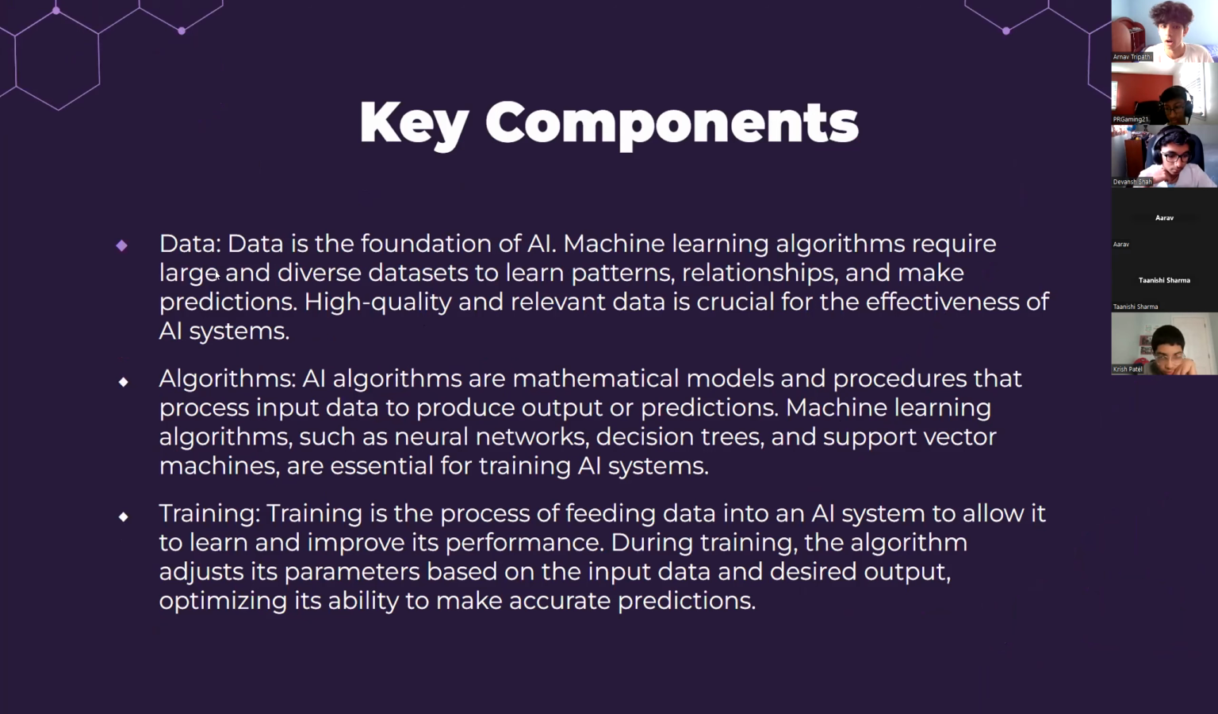Data, again, I just explained how data is crucial for the effectiveness of AI systems. The more accurate your data, the more accurate your response is going to be. And the more data you have, the more creative the response can be because it has more things to go off of to be able to give you a higher quality response.